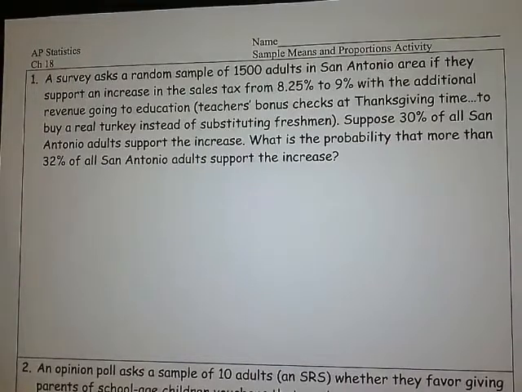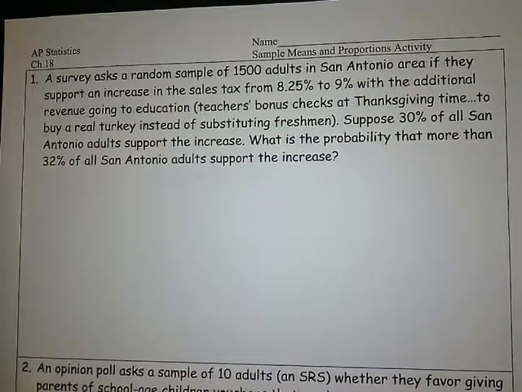All right, so this is the Chapter 18 Sample Means and Proportions activity. What you're going to do is go through each one of these. You have to first decide, are you dealing with proportions or are you dealing with means? And then you're going to go through and work each one of the problems.